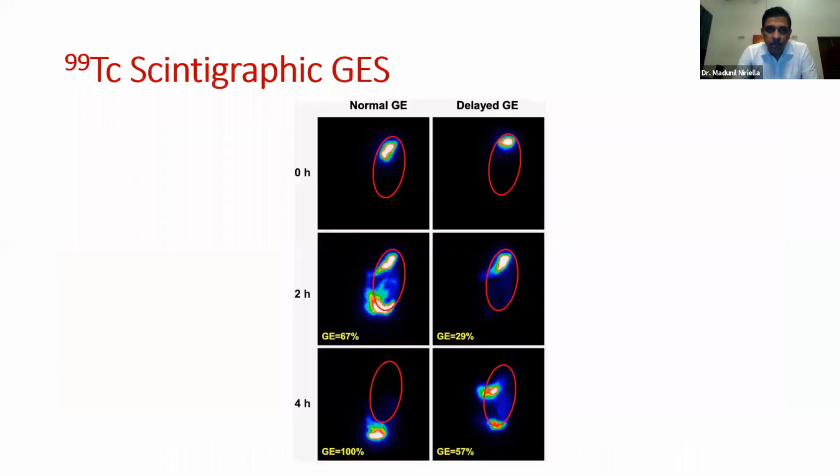Here is an example of a technetium scintigraphic study. On the left panel, there is a normal gastric emptying. You can see at 4 hours, all the contents have been emptied, whereas on the right panel, there is delayed gastric emptying. 57% of the ingested meal is still retained within the stomach, and this is severe delayed gastric emptying.